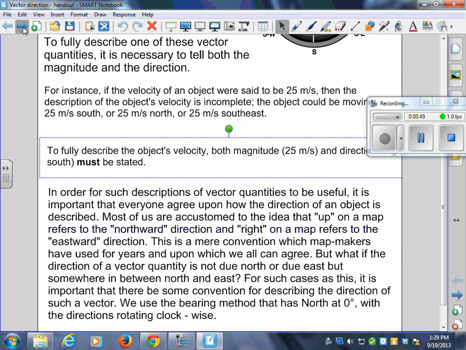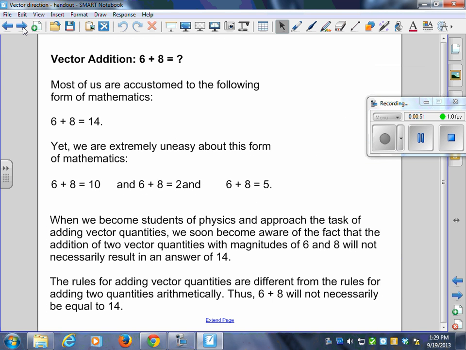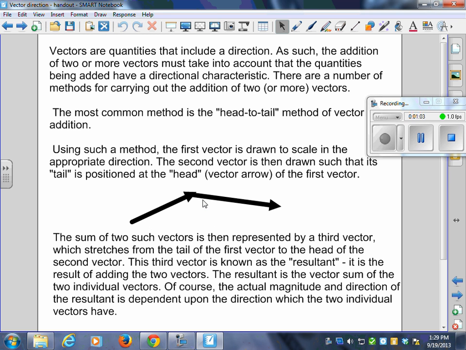Yesterday we quickly got into vector addition, and I showed you that you don't just add the numbers together, you have to remember to actually add the directions as well. And how do we do that? How do we add vectors together? Tip to tail, or head to tail fashion.